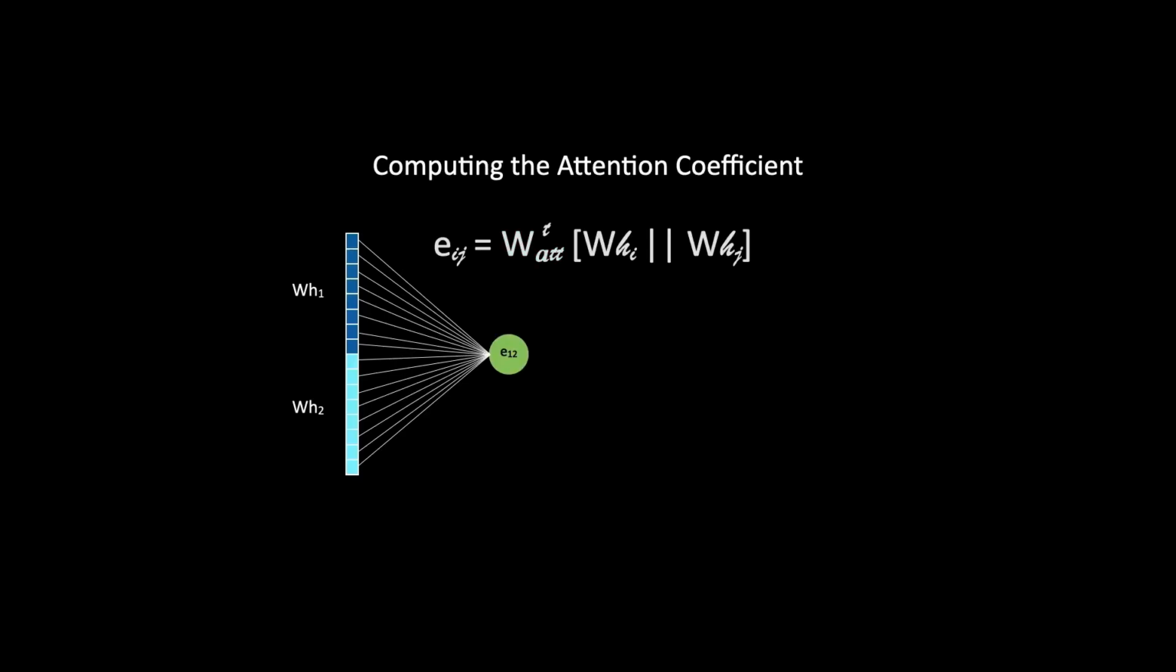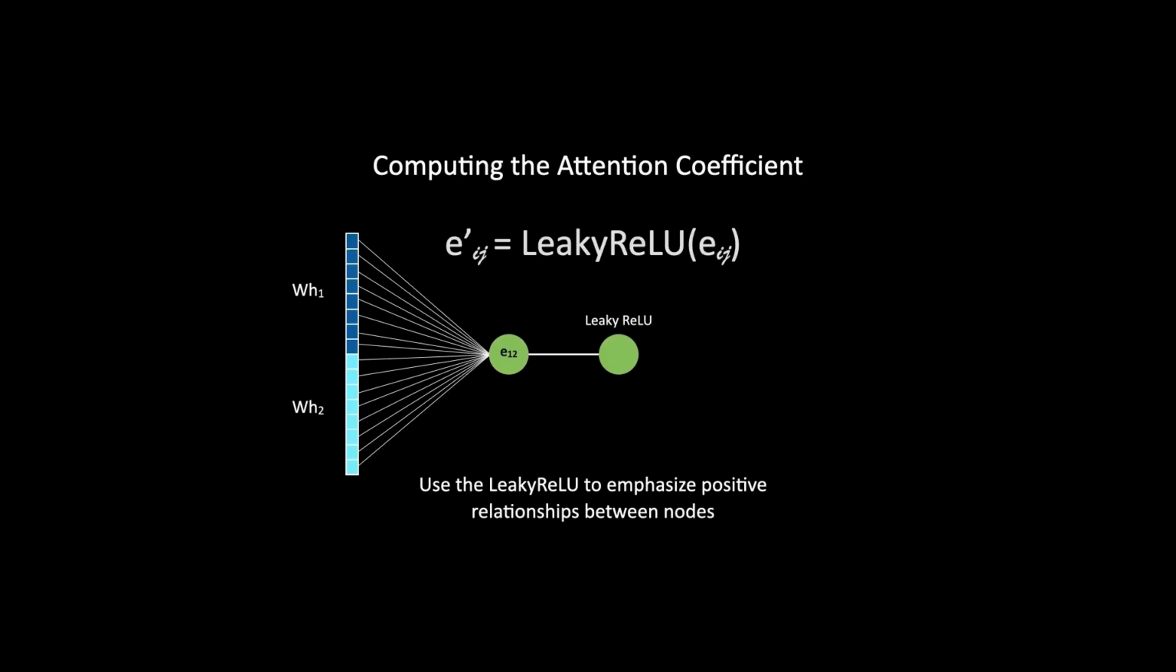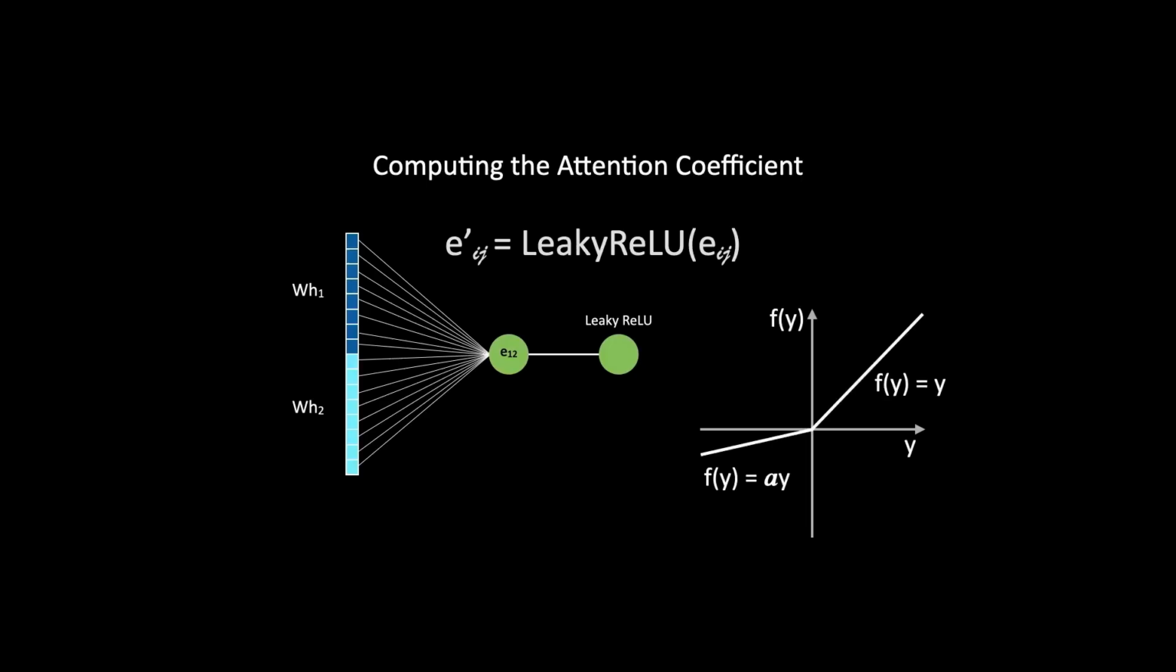The output of this neural network is then passed through a LeakyReLU activation function. Now, the LeakyReLU activation function serves to emphasize the positive relationships that exist between nodes. If you remember a visualization of how the LeakyReLU works, for positive values of the input, the LeakyReLU just outputs the input itself, so f of y is equal to y. For negative values of the input, f of y is equal to alpha y, where alpha is a very small value, so negative values are kind of suppressed and positive values are emphasized. This emphasizes positive relationships between nodes.